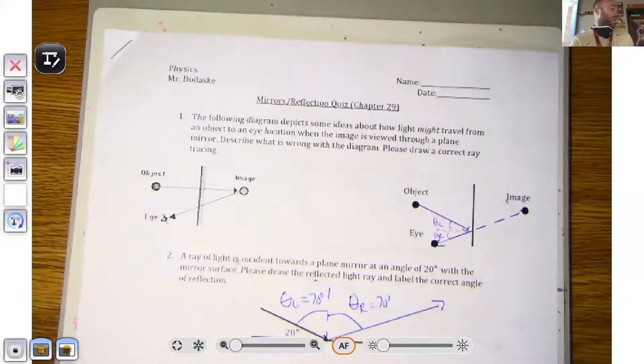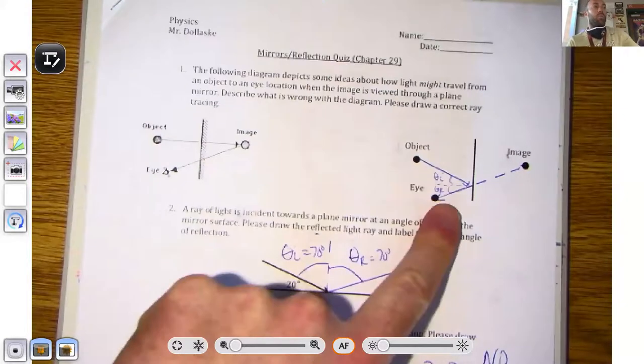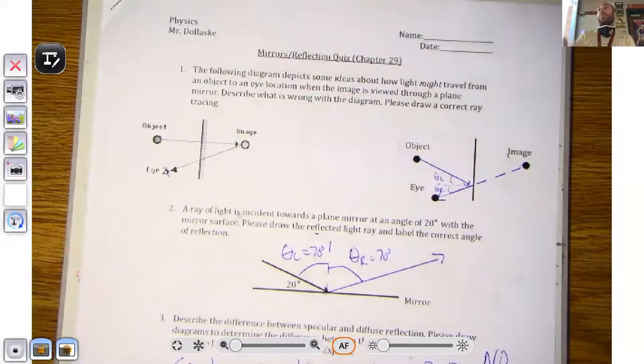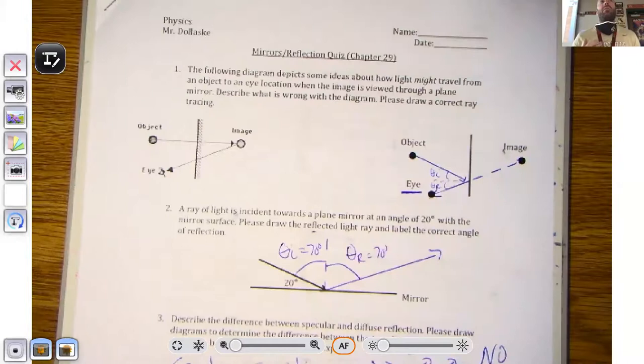All right. The first two problems were actually the most missed problems on the quiz. What we need to realize is that on that first object, this is what the diagram should have looked like. I made the statement multiple times over the course of our reflection unit that the observer, which in this case is the eye down here, does not perceive light changing direction. We think that light just goes in a straight line.